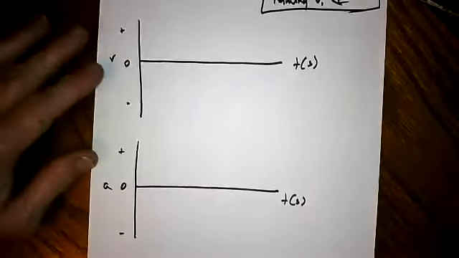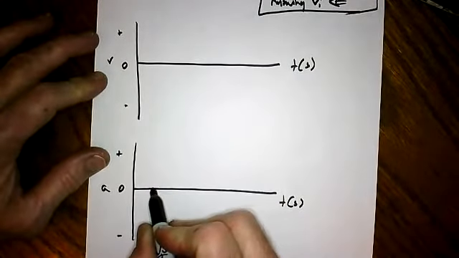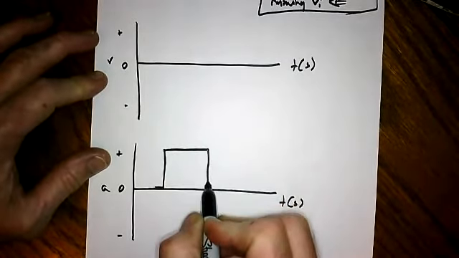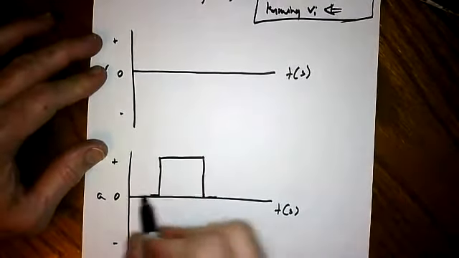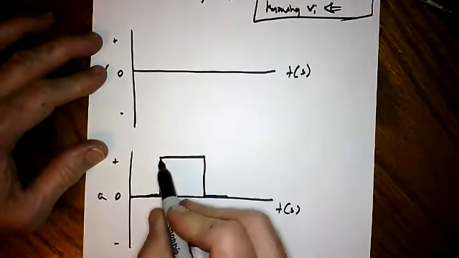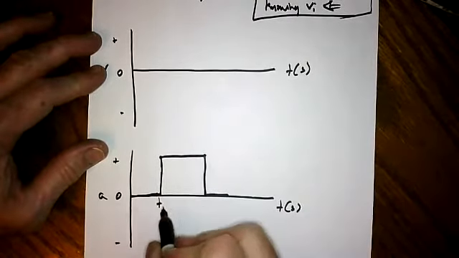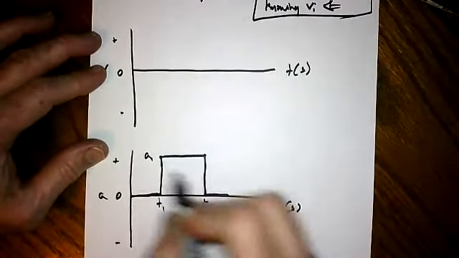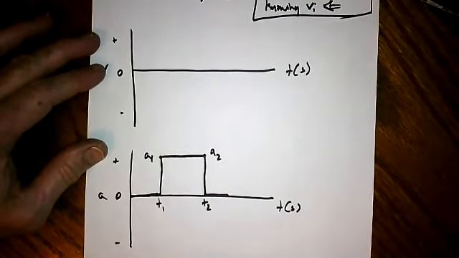I may have to do a couple plots here. Let's just start with a really simple acceleration profile, like that. Let's just say it's that simple. It's a square wave, and this is zero here, obviously. It goes up to this point, goes over to this point, and then down to this point. So this would be T1, this would be T2, this would be A1, and this would be A2. We'll just label them that way.